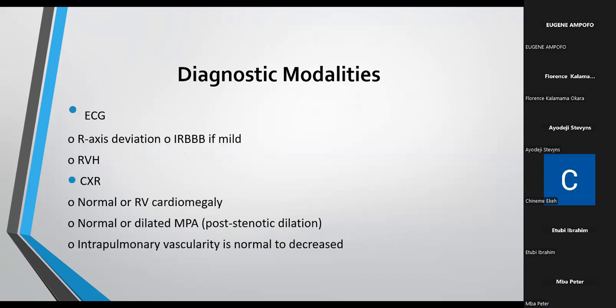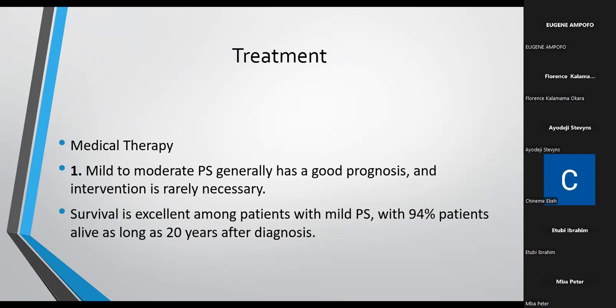So diagnostically, when you do an ECG, there is evidence of right axis deviation and incomplete right bundle branch block, and if mild, it could have RVH. On chest X-ray, they could have a normal or RV cardiomegaly, and then a normal or dilated main pulmonary artery. Intrapulmonary vascularity is said to be normal to decreased. Like I said, the mild to moderate has a good prognosis and intervention is rarely needed.